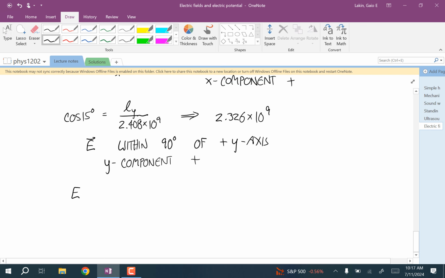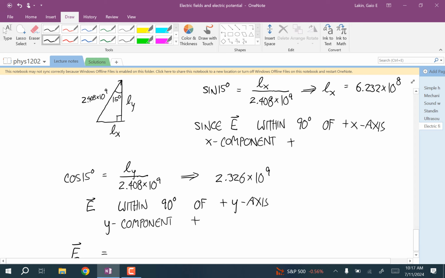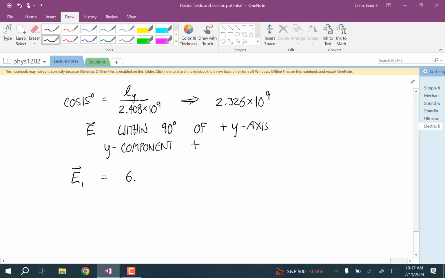And so now we can put it all together. The electric field vector due to the fixed charge at 1 is positive 6.232 times 10 to the 8 newtons per coulomb in the i direction, the positive x direction, plus 2.326 times 10 to the 9 newtons per coulomb in the j direction.